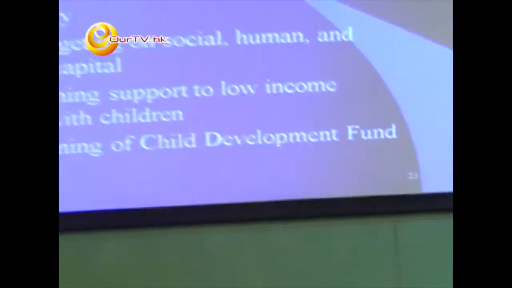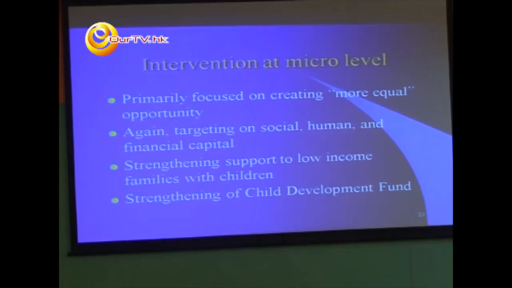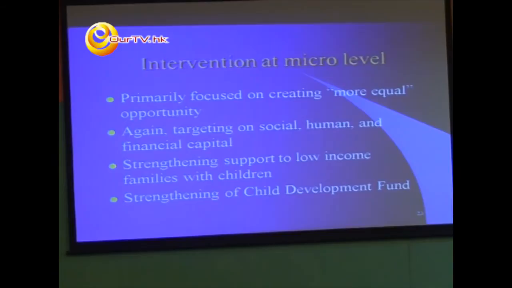This is unfortunate, but that is a general impression, because if you look around at some of our neighboring places like Taiwan and Singapore, particularly Taiwan, you can say that diversification of the economic structure helps, particularly for young people. In Taiwan, the creative industry has been working very well in the past 5 to 10 years. So, in the intervention at the micro level, we primarily focus on creating more equal opportunity. When I say more equal, it doesn't mean equal. It's hardly equal. My example is that social capital is the crucial difference between those who have and those who have not.